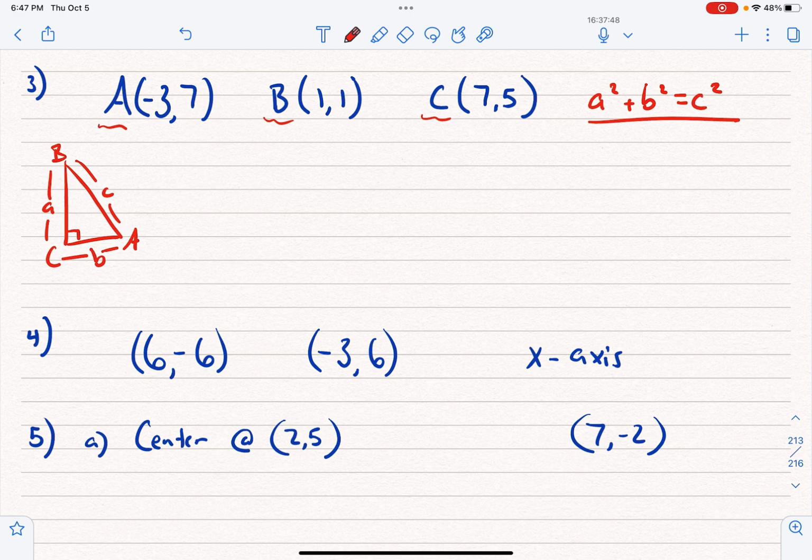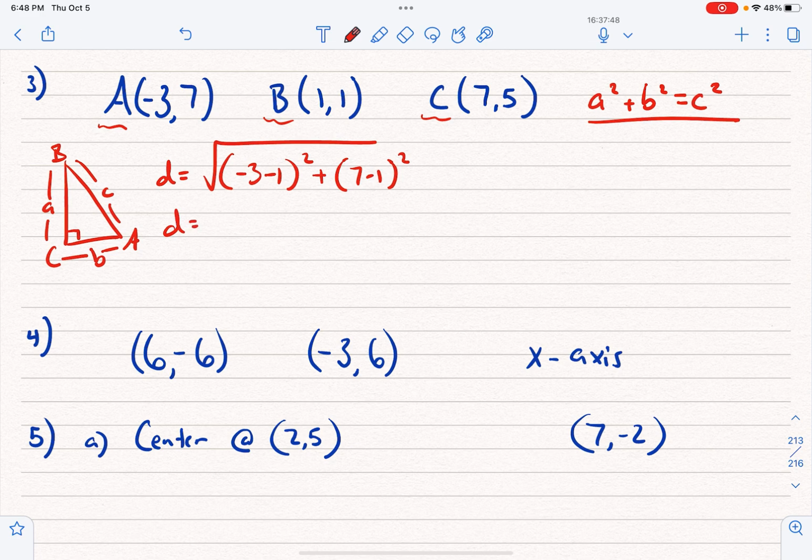Distance between A and B, which is actually going to be c, is going to be the square root of -3 minus 1 squared plus 7 minus 1 squared. So the distance is equal to, that's going to be -4 squared, which is 16. That's going to be 6 squared, which is 36. Add those two up and I get d is equal to square root of 52.